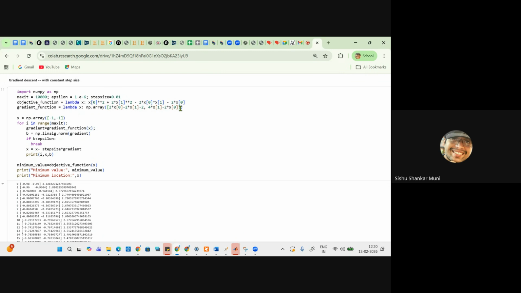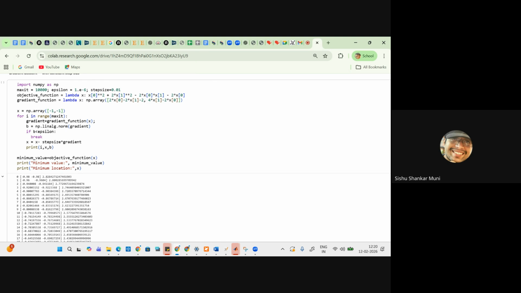Now what do I do? I am taking x as an NP array, and then you see I am using a for loop in the range of max it, where maximum iterations is around 10,000 steps, defined on the top. In each step inside the for loop, I am writing gradient function of x. That means I have computed the gradient at x, and then I am computing b.